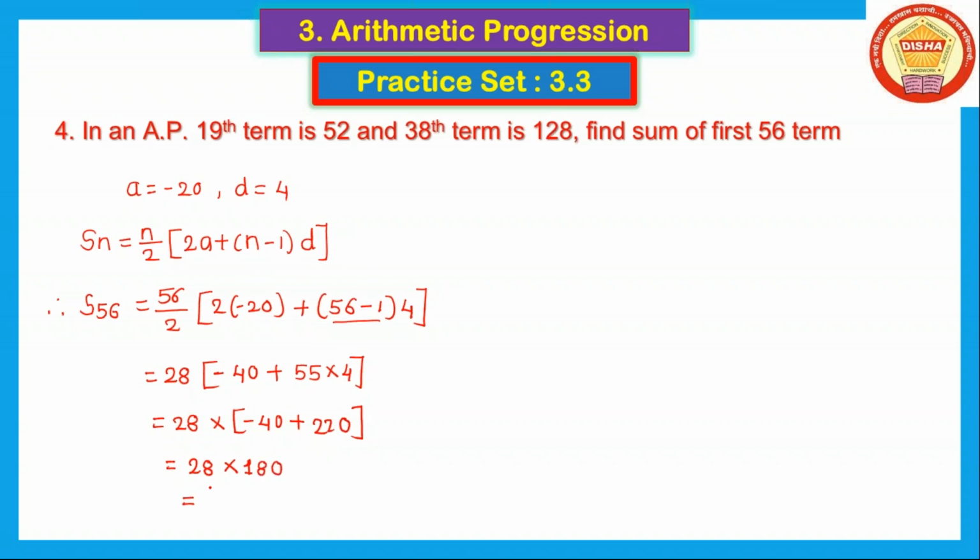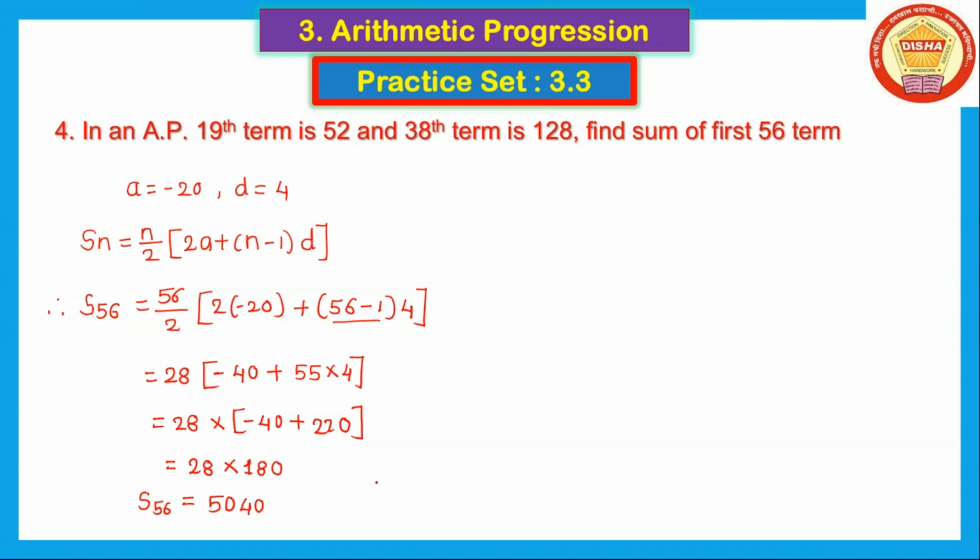Then we take the product of 28 into 180. If we multiply this number, then we get 5040. Okay, means the sum of 56 terms.